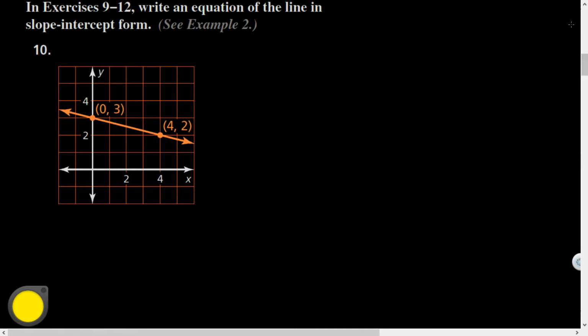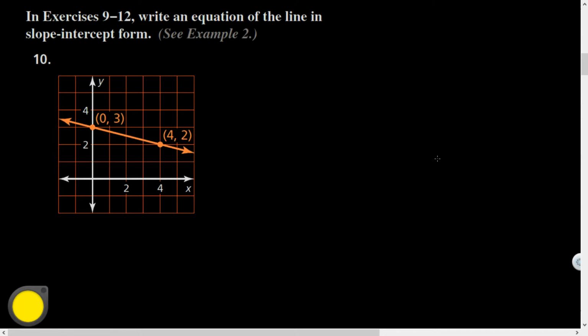Let's see, here's a graph. Oh, the mystery is getting better. This line, I've still got to find the same two things, slope and y-intercept. Let's do the y-intercept first. What does the y-intercept from this graph look like? Where does the line cross the y-axis? At 3, right? The y-intercept is just going to be the y-coordinate of the point of intersection. So b equals 3.